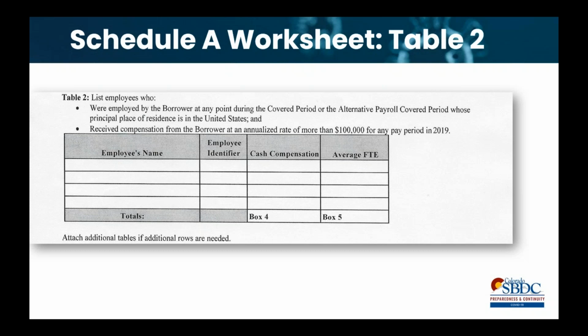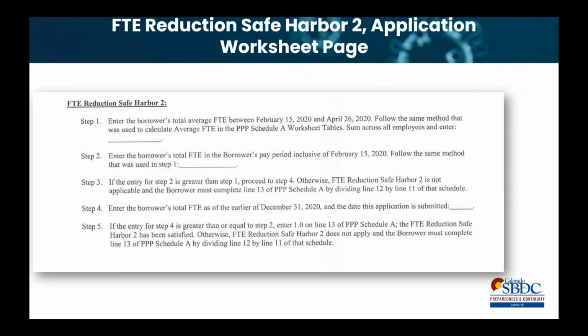The FTE information on these two tables will be used on Schedule A to determine if we had a reduction in our overall FTE count. However, before we turn to Schedule A, we should consider the Safe Harbor 2 at the bottom of this worksheet. Essentially, these questions will ask us to compare our FTE count on the day of the declared disaster, February 15th, 2020, to our FTE count in the 10 weeks following the day of the disaster.